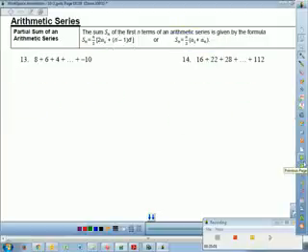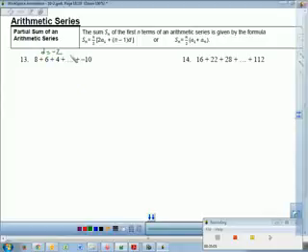They want me to find 8 plus 6 plus 4 plus blah, blah, blah, all the way up to negative 10. Is this an arithmetic series? Is it the sum of an arithmetic sequence? 8, 6, 4. Do you have a common difference between these? What's the difference? What is it? Negative 2. So I define that right away.